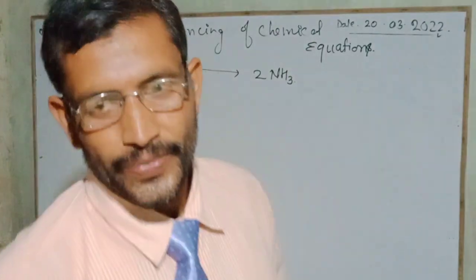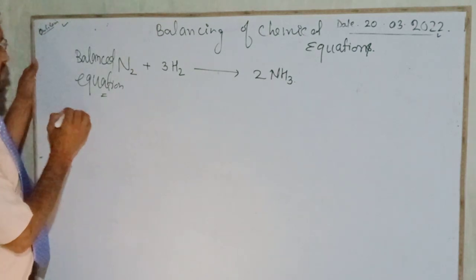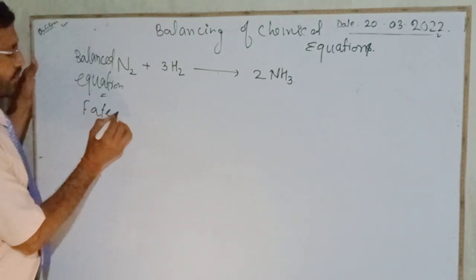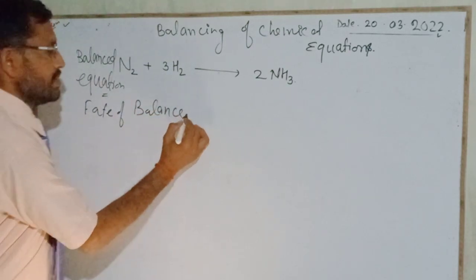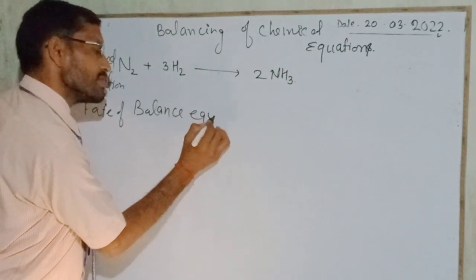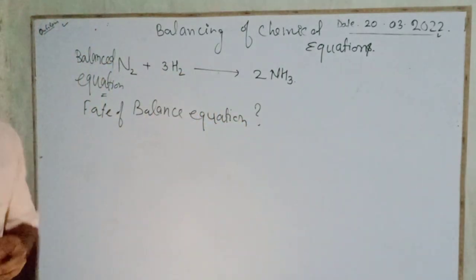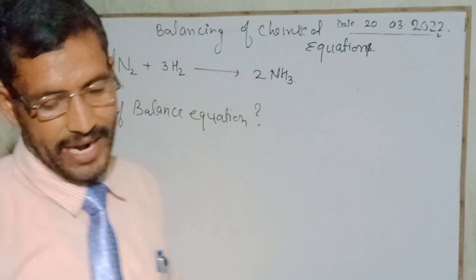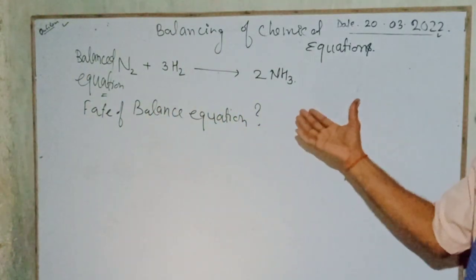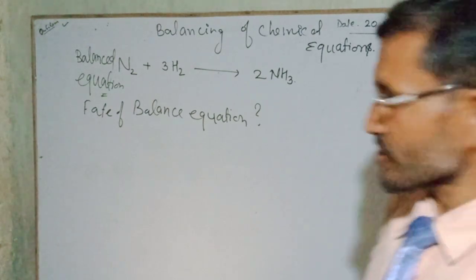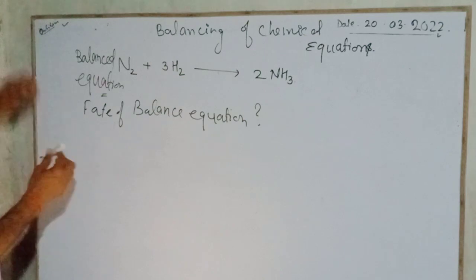Balancing is needed. So what does balancing talk about? That is the fate of a balanced equation. Why is it needed? बैलेंस करना क्या जरूरी है, क्यों जरूरी है? अगर नहीं रहेगा तो, and so its application, you can say its use, or you can say the fate of a balanced chemical equation.